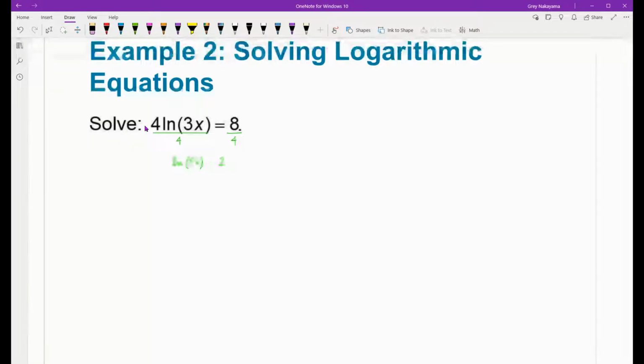So when you exponentiate, because this is the log, to undo the log, I'm going to use exponents. And when you do that, you've got to know what the base is.